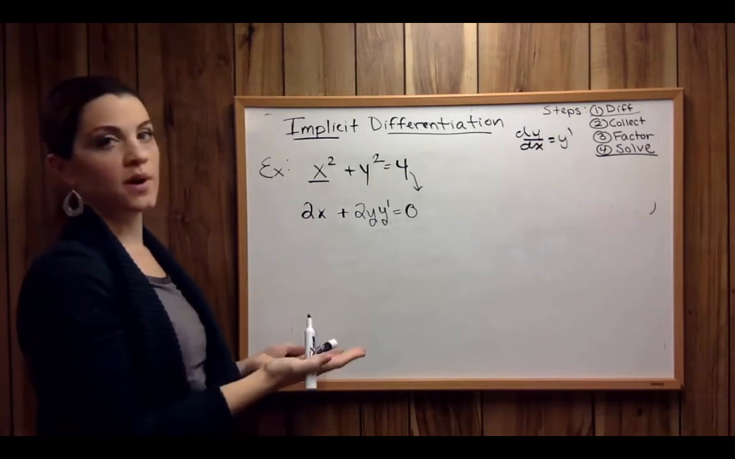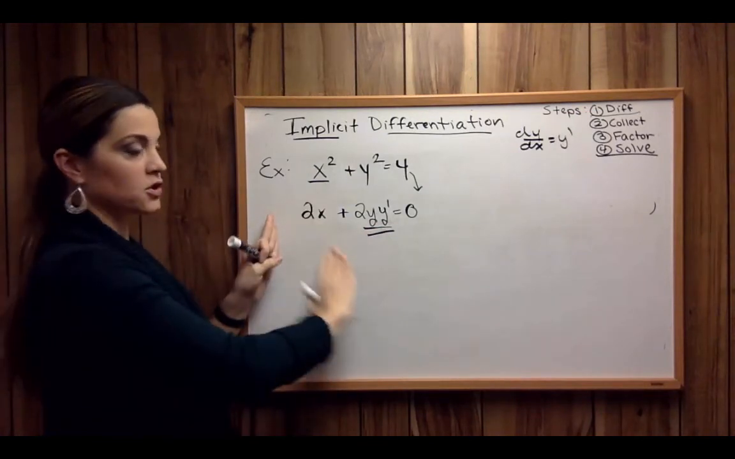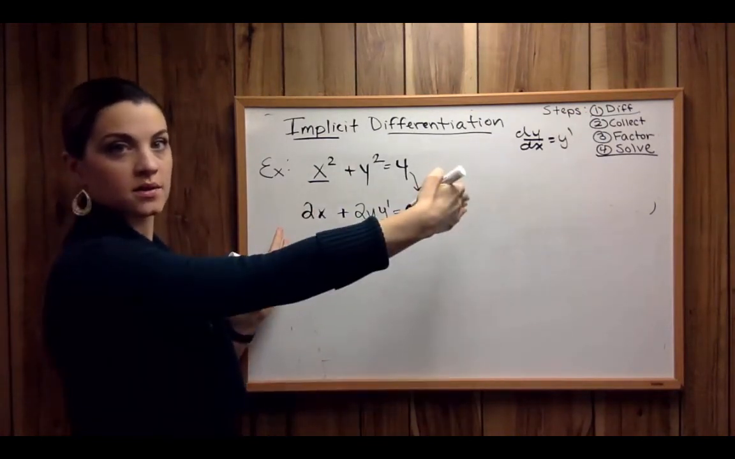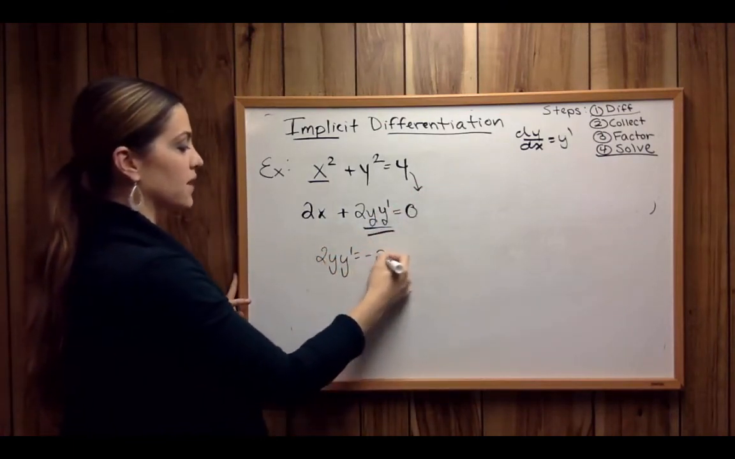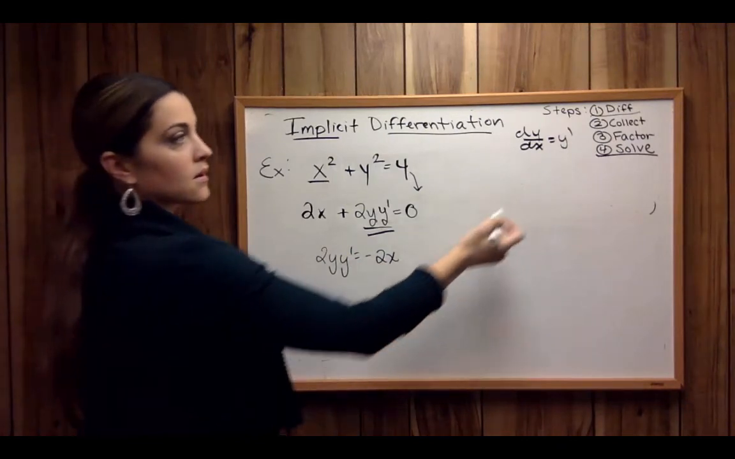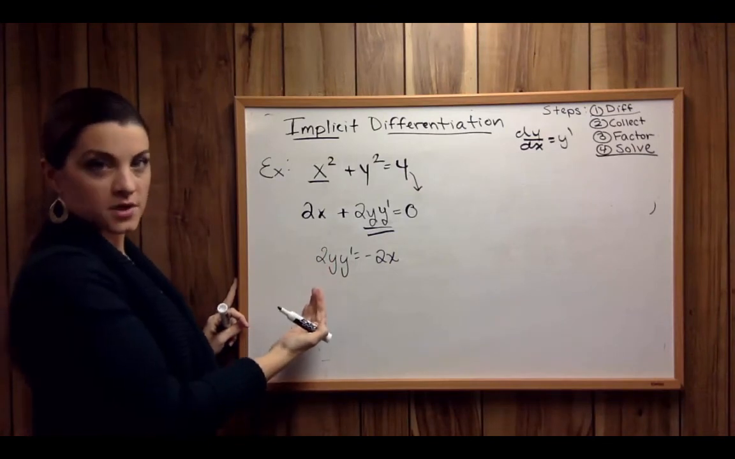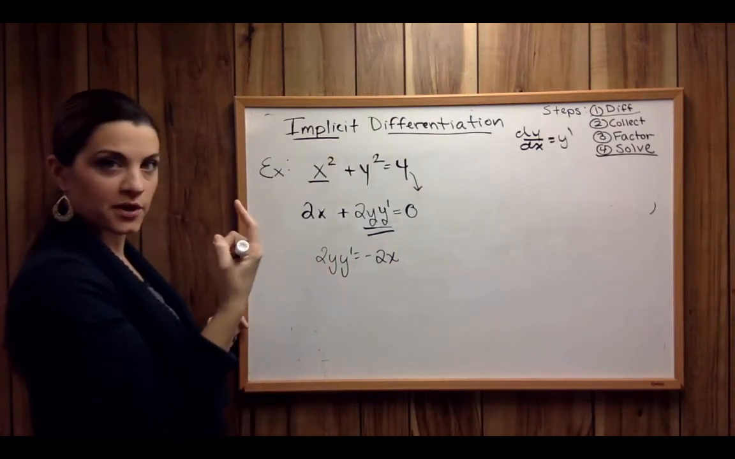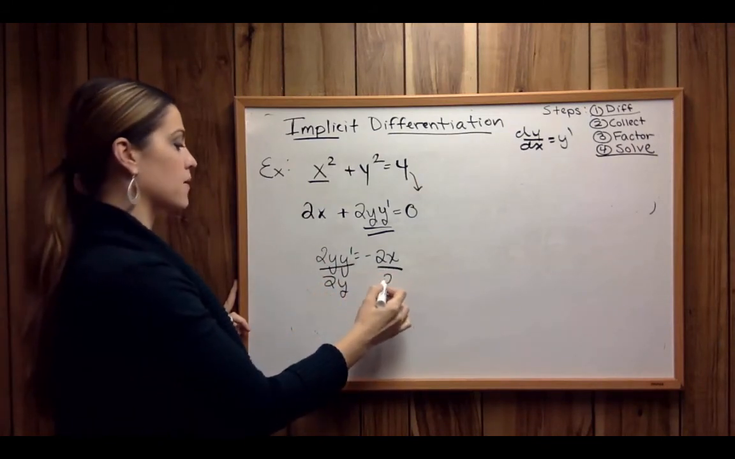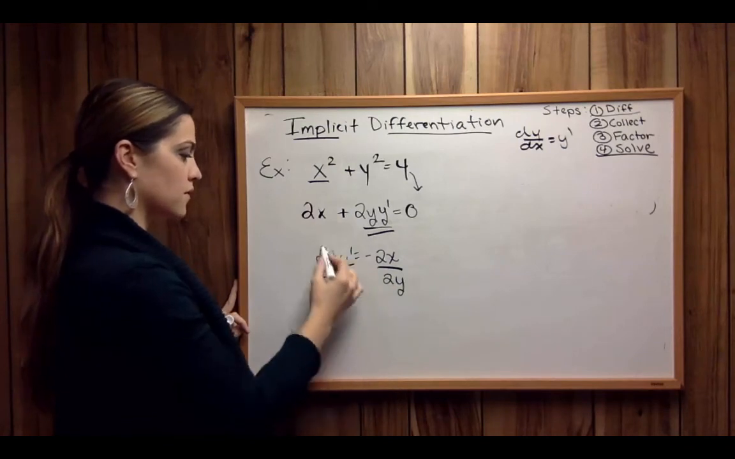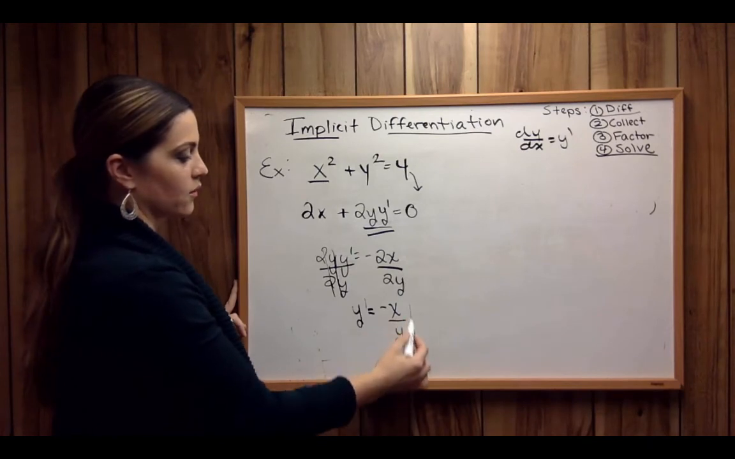Second step, collect all your dy/dx's or your y primes to one side. This is the only one that has the y prime with it. So bring the 2x to the other side. So we're going to subtract 2x to the right side. So we get 2y y prime equals negative 2x. Factor it. Well, there's nothing really for us to factor the y prime or the dy/dx from because it's only a monomial, it's one term. So we can just solve. So we're going to divide by 2y. y prime is negative x all over y.